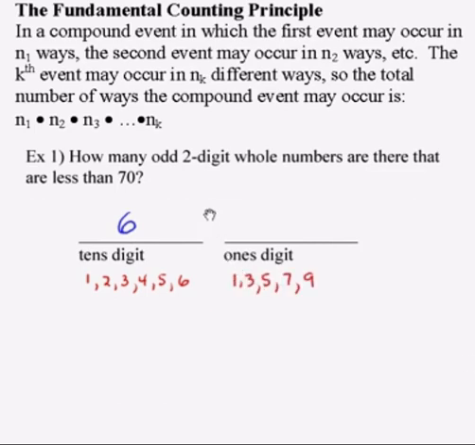Now for the ones digit, it says it must be an odd number. So that rules out, obviously, the even numbers and leaves us with 1, 3, 5, 7, and 9. And there are 5 choices of odd numbers. So if we now have a compound event, we chose a tens digit, we are now choosing a ones digit. The fundamental counting principle says to multiply those results together, and 5 times 6 is 30. So there are 30 2-digit odd whole numbers less than 70. And that's using the fundamental counting principle.